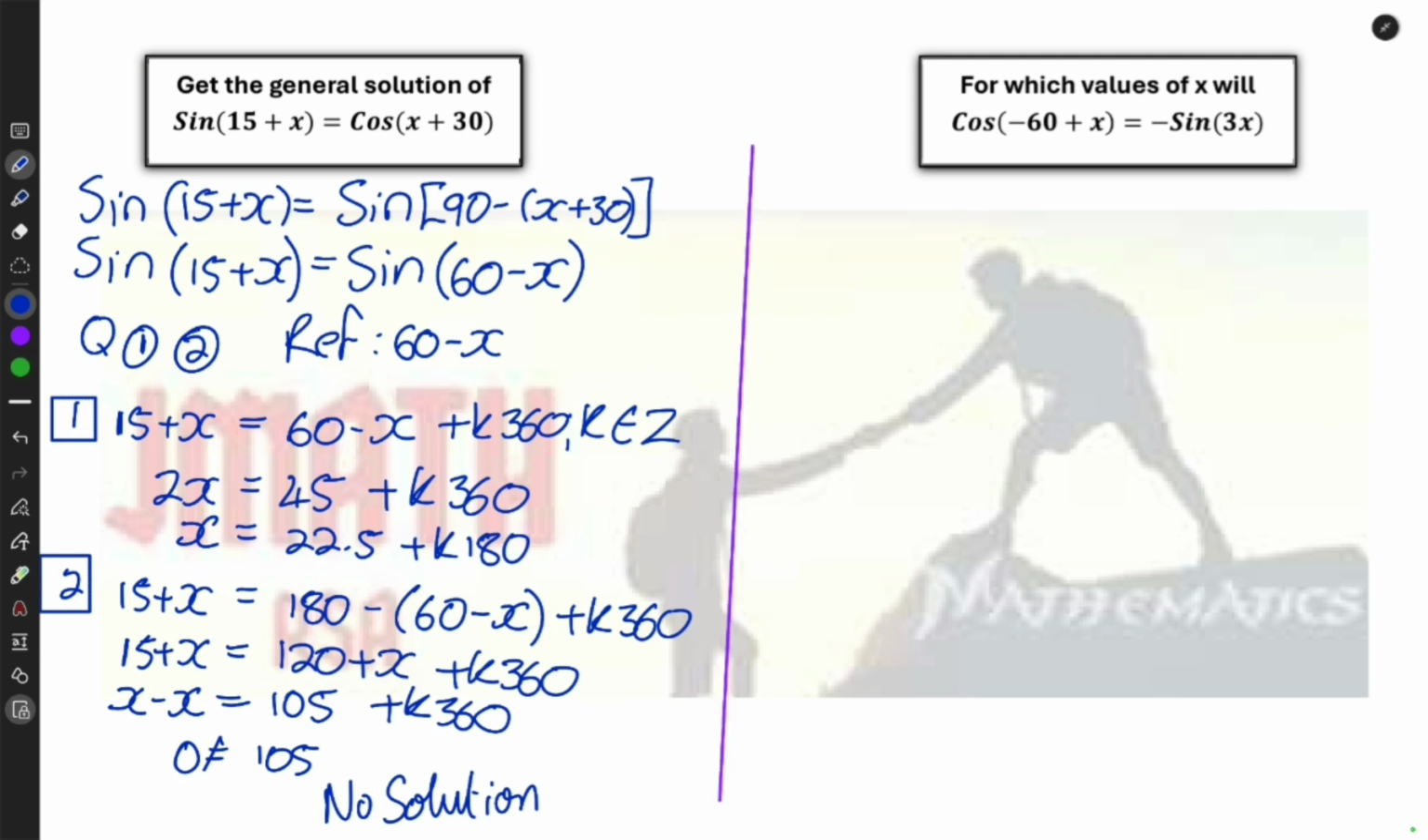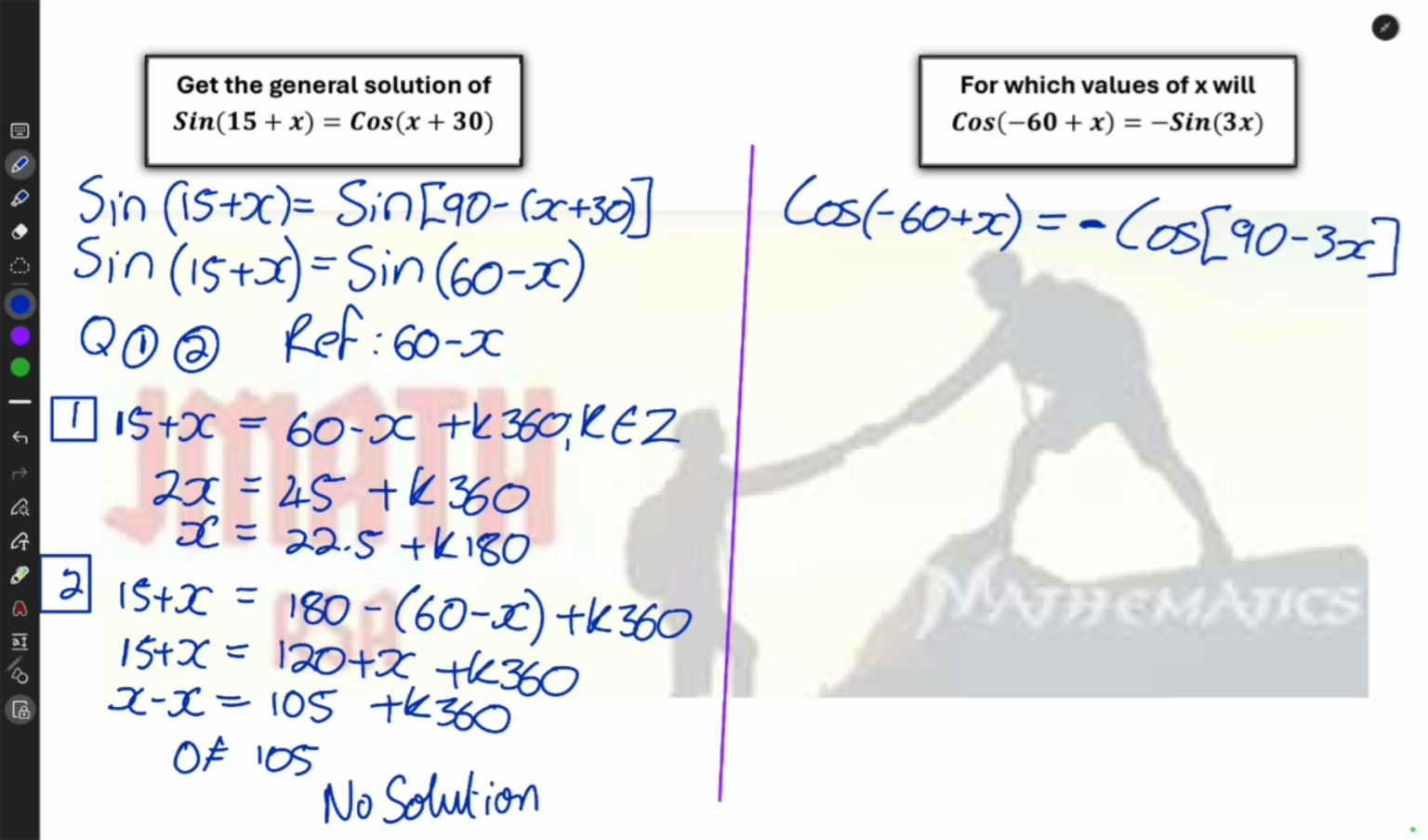Last example for this video, for which values of x will cos of minus 60 plus x equal minus sine 3x? Once again, I can decide if I want to work with sine or with cos. Let's just stick with cos in this one because we did sine with the other one, just to show you that it will work out either way. So cos of minus 60 plus x, and then this one, I'm just going to do minus cos of 90 minus 3x.